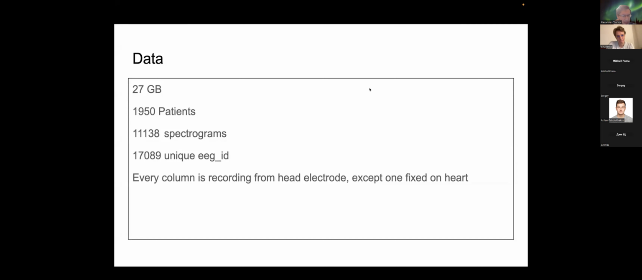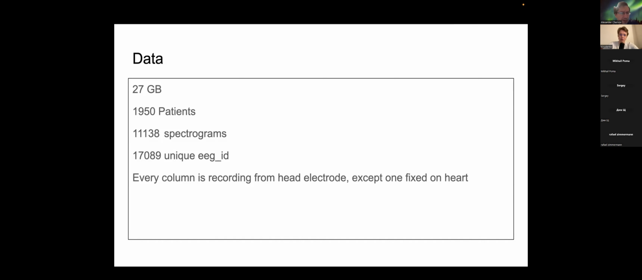Can you explain a little more on this? What is the difference between spectrogram and unique EEG ID? So spectrogram is a full recording of a person. It can be, I don't know, 2 minutes long, 10 minutes long, very long. But EEG ID is a sample we want to predict. That's a time window of 50 seconds to be shown to a specialist and labeled by him.